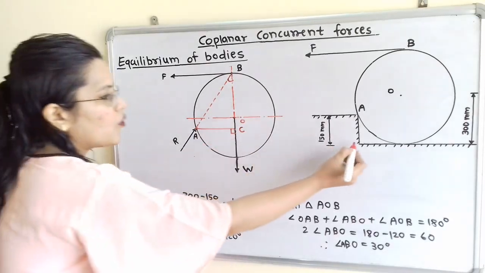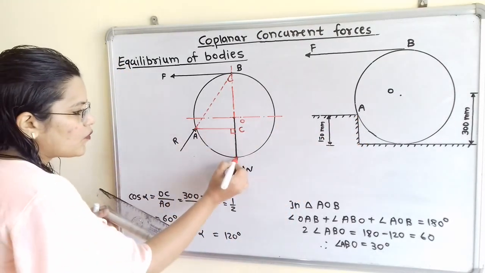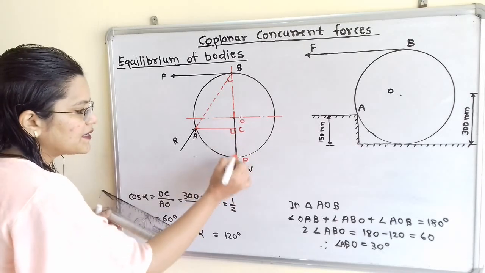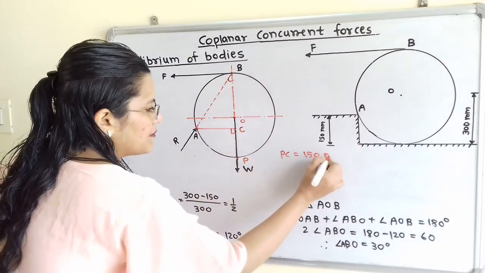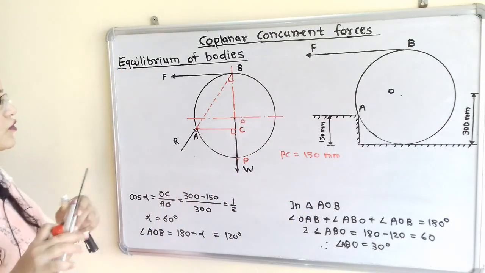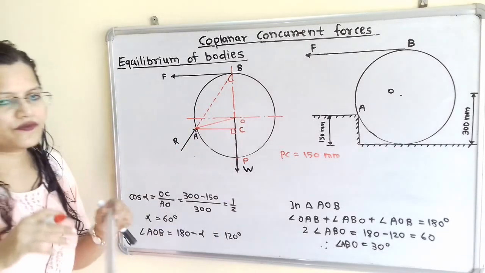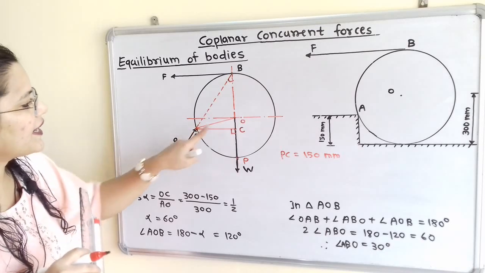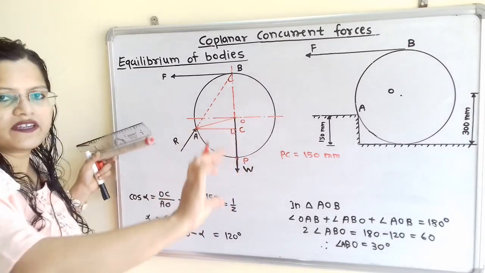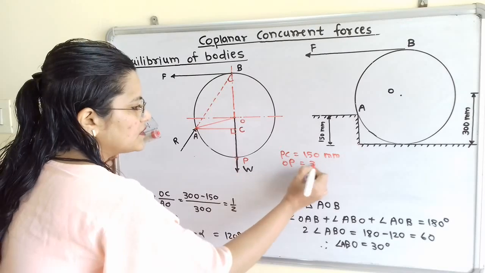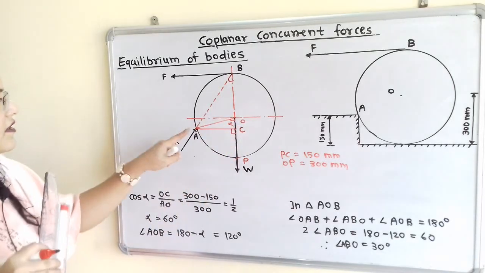Now we know that from the lower surface the distance is 150 mm. Suppose I call the lower point P, then the distance P to C is also equal to 150 millimeter. I will also join point A to point O. Now here is the formation of triangle AOC. The distance from O to P, that is the radius of the roller, is equal to 300 millimeter. Now we will find this angle alpha, that is angle AOC.